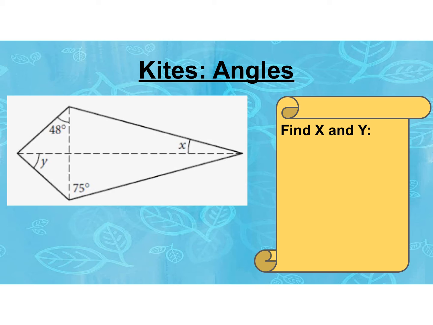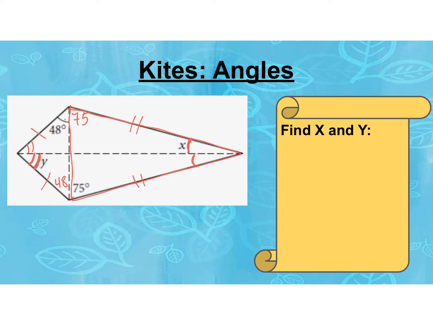Let's try another problem with some angles. So we're trying to find X and Y. So I have my 2 short sides, my 2 long sides. If this little piece is X, then this is also X. Those are congruent. And I'm going to put 2 marks here for Y. So if that's Y, then that's also Y. If this is 48, then this is 48. If this is 75, then this is 75. Because if you look at it, this little thing here is an isosceles triangle, and so is the other side of that.